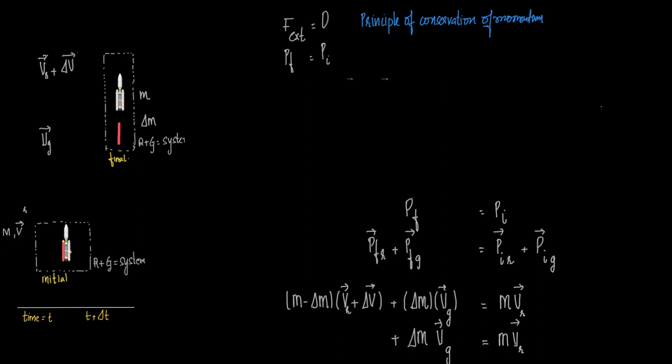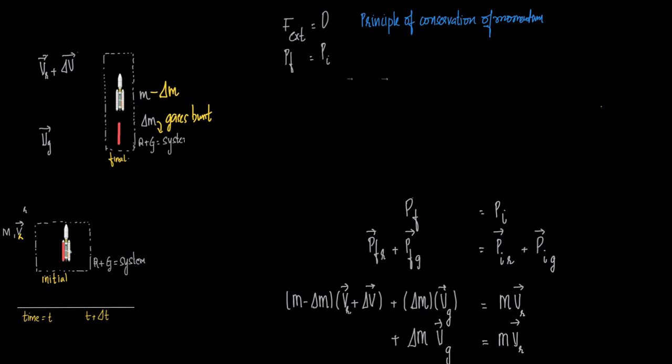The velocity of the rocket here is v, the mass is m, with velocity vector vr. The velocity of the rocket after some time is the velocity of the rocket plus delta v, both in vectors, and the released gas has velocity vg. The mass was m, so the mass of the rocket here would be m minus delta m, where delta m represents the gases burnt.